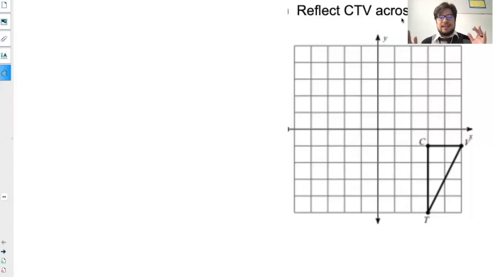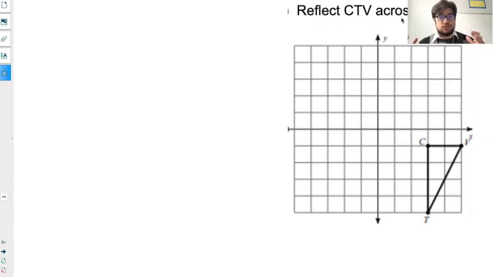Today we are in yet another video of our unit on geometric transformations. Today we're going to talk about using the rules that we learned in the last video. Remember, in the last presentation we talked about the rules for transformations: translations, reflections, and rotations. Today we're going to talk about the actual application of these rules.